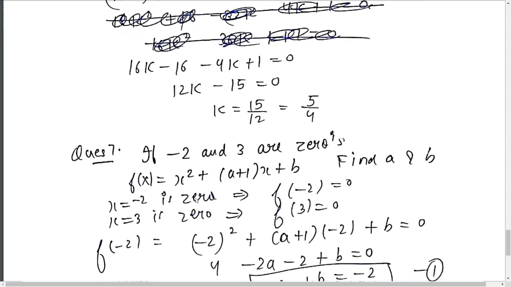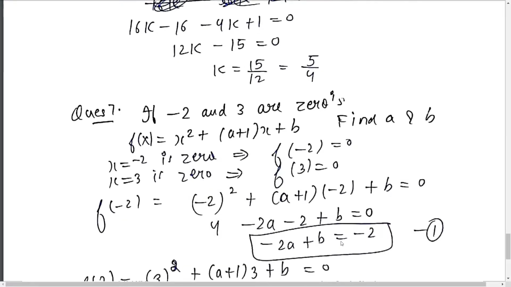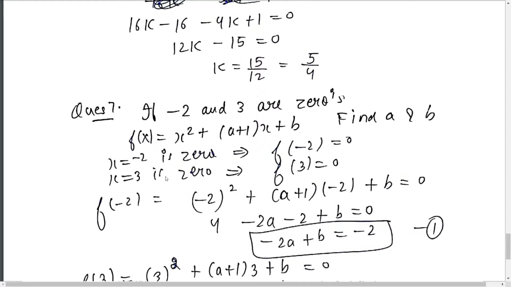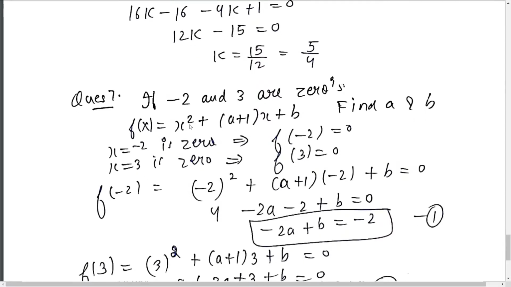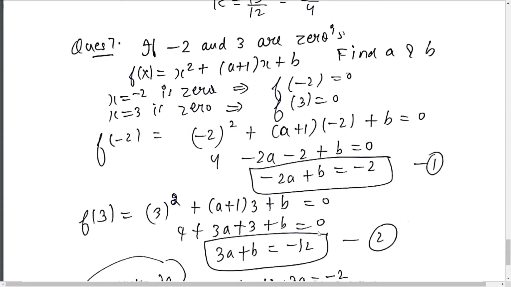So f of minus 2 will be calculated by replacing x by minus 2. So I have replaced x by minus 2. I get minus 2 square as 4 into this multiplication minus 2a minus 2 plus b is equal to 0. So I get this equation 1. Now I calculate f of 3. So f of 3 is calculated by replacing x by 3 in this polynomial. It becomes 3 square is 9 plus 3a plus 3 plus b equal to 0. So 3a plus b becomes minus 12.